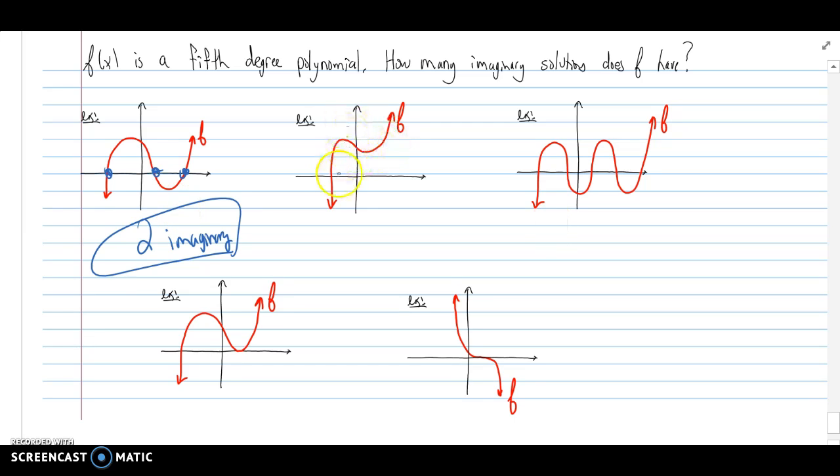And the next graph, I'm seeing only one x-intercept, which means that we must have 4 imaginary ones because they're just not showing up on the graph. In the third example, I see 1, 2, 3, 4, 5 real solutions, so there are 0 imaginary this time.